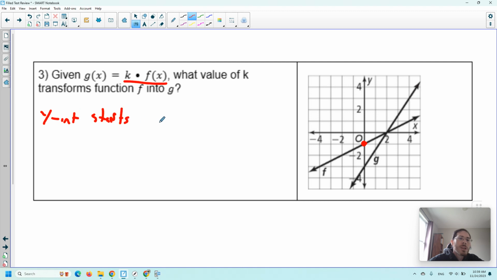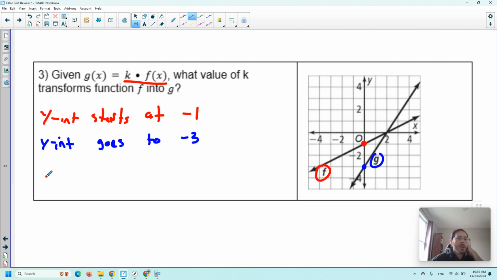starts at -1. That's for f of x. And we can see where it ends. So for g of x, it ends at -3. So we'll say y-intercept goes to -3. So we have to think, how do we multiply -1?